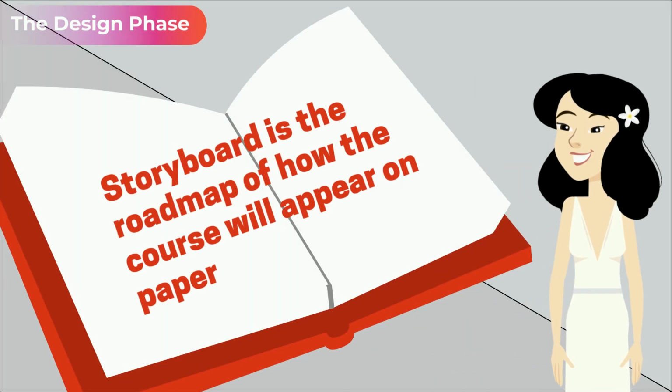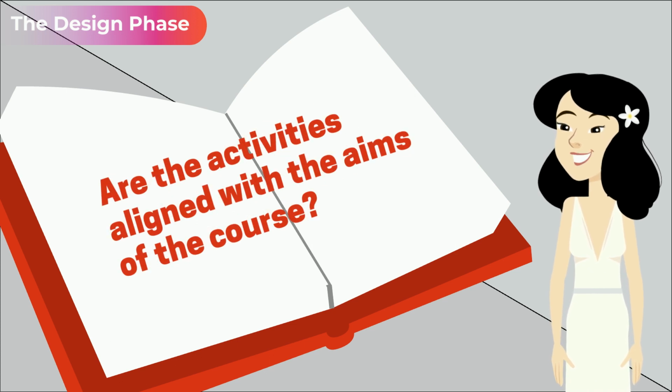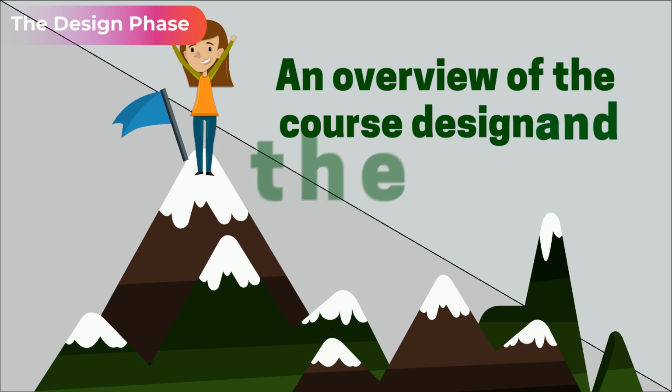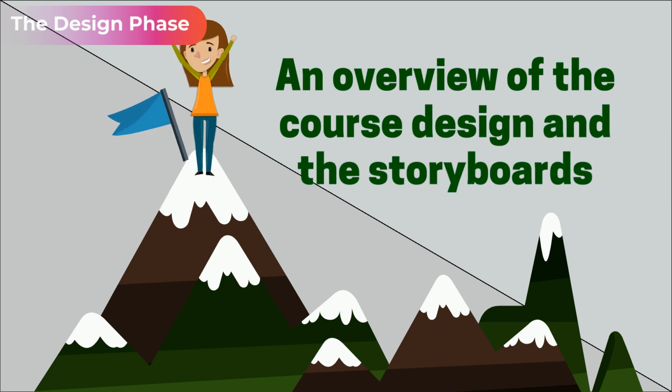Storyboard is the roadmap of how the course will appear on the paper. So you need to think about, are the activities on the storyboard aligned with the aims of the course? The end goal of this phase will be an overview of the course design and the storyboard.